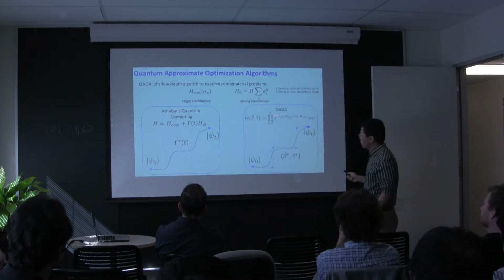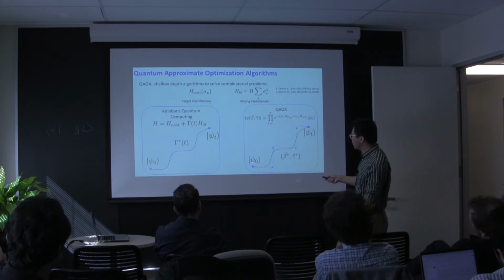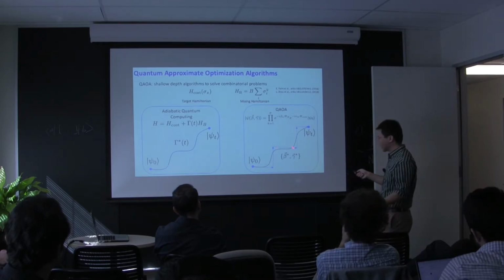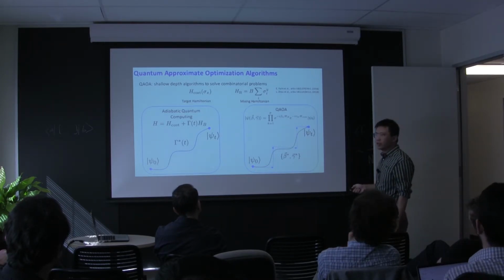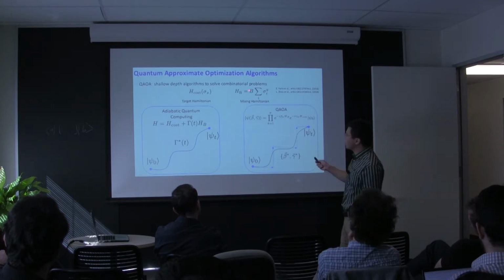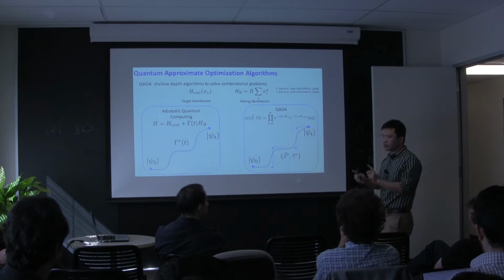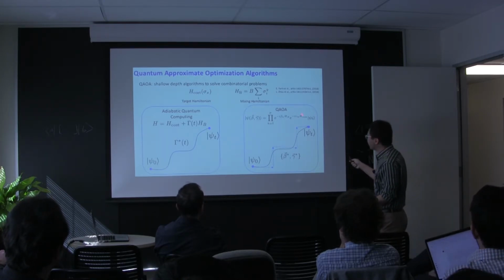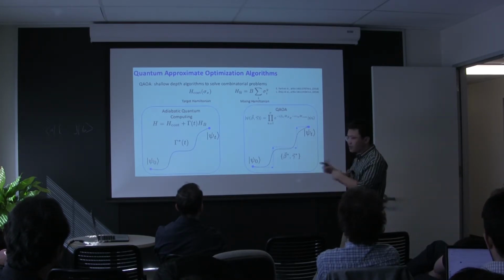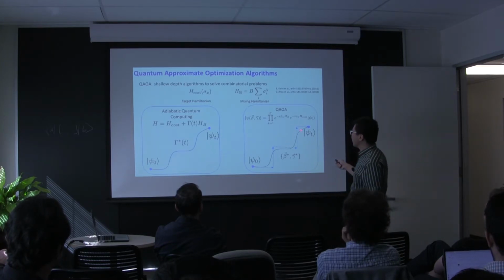But instead we wanted to try things differently. Instead of going along this trace adiabatically, we just try to jump around, by alternating to evolve the system with these Hamiltonians in turns. We just apply the cost Hamiltonian first, and then we mix a little bit, and then we repeat for many layers.